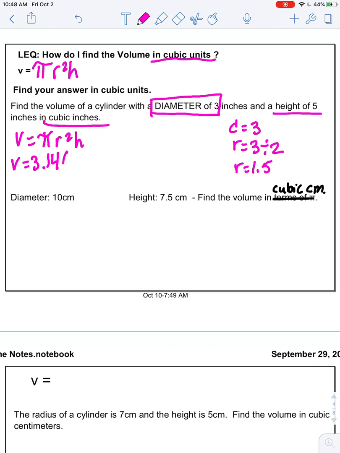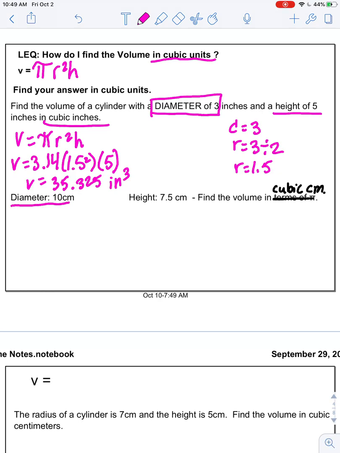So we have 3.14 times 1.5 squared times the height, which is 5. So it's 3.14 times 1.5 squared times 5, and you should get an answer of 35.325 inches cubed. Notice how the symbol pi is not in the answer, and we multiplied in 3.14. Let's take a look at the next example.